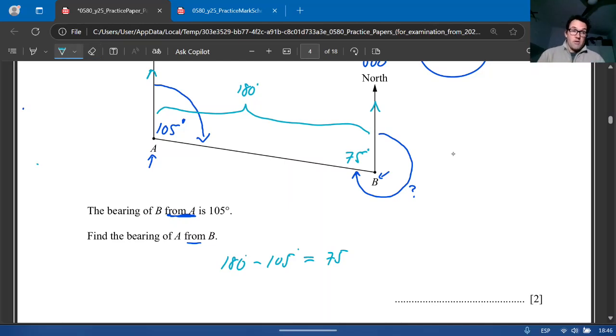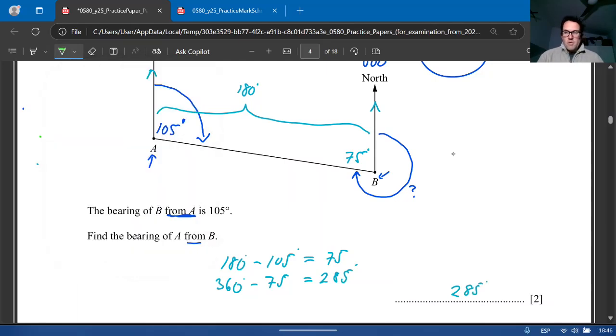Now this is angles around a point. All the way around is 360. So 360 minus 75. What is that? 285. I think that's it. 285.